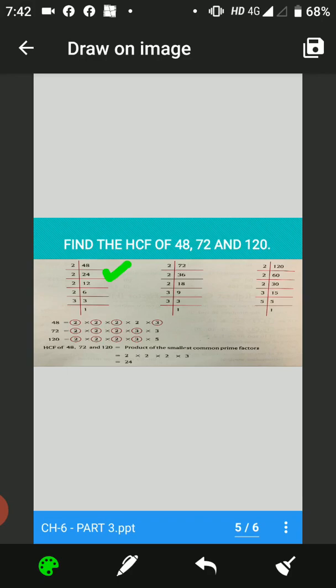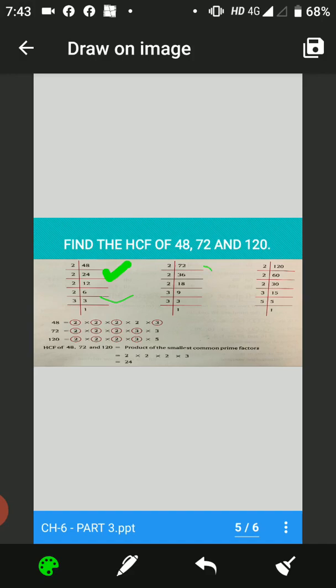Clear? And now I will see 12 comes in which table? Yes, it comes in the 2 table also, 3 table also, 6 table also. But as I told you, we always take a prime number. You can't take 6. So from 2 and 3 you take any number. I have taken 2 here. So you will divide 12 by 2. What comes? 6. So here comes 6. Then you divide 6 by 2. What comes? 3. So here comes 3, and then 3 comes in the 3 table. So here comes 1. Clear?